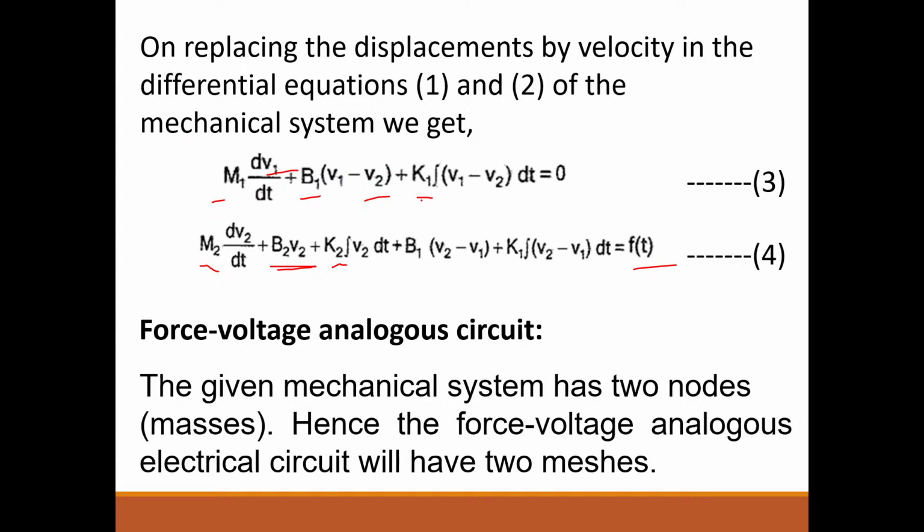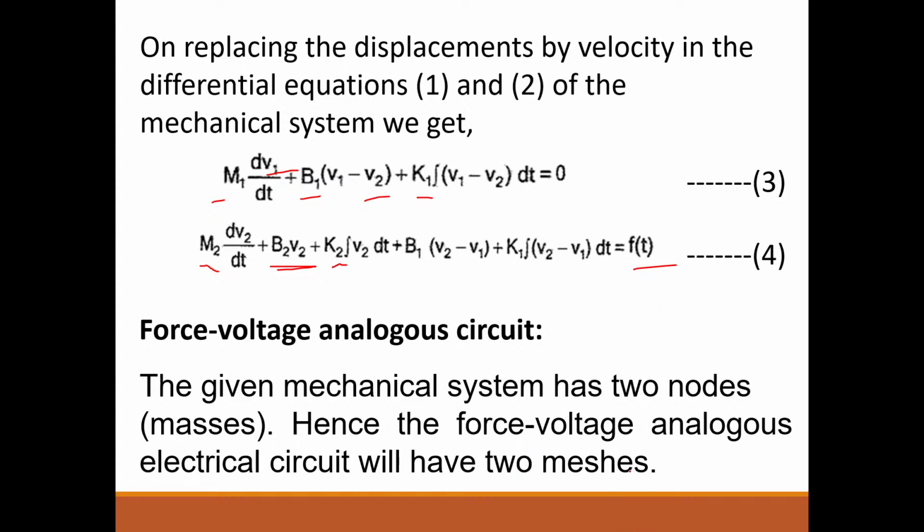1, 2, 3, 4, 5, 7. I have written only 8 elements. Did I miss anything? Did I consider V1, V2? I have considered V1, V2, M1, M2, K1, K2, B1, B2. Okay, and F of t. Yeah, total 9 elements I have considered.